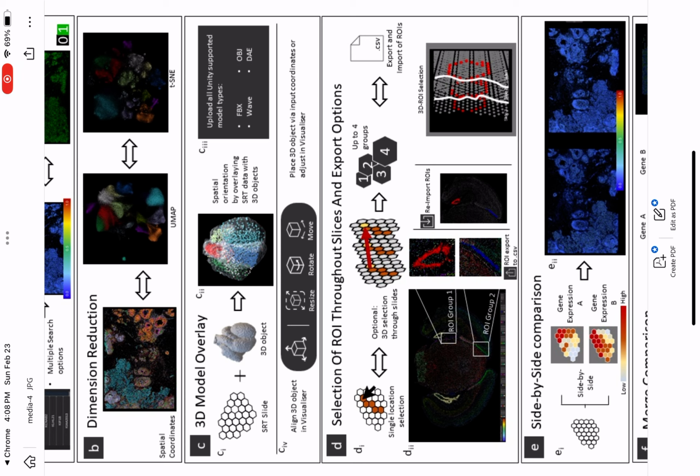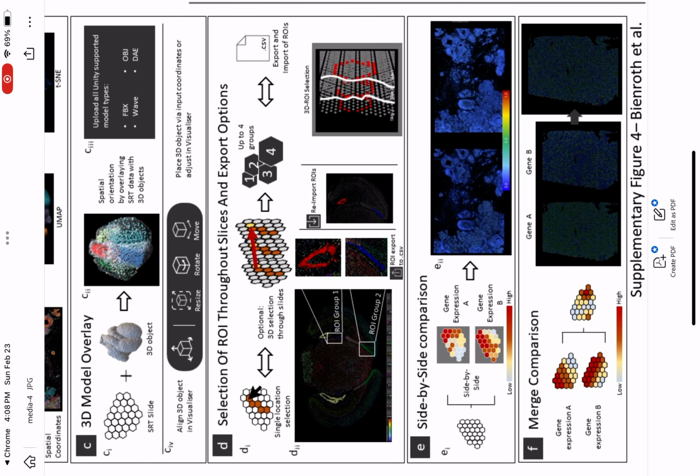The Visualizer's side-by-side comparison feature allows visualization of two different gene expression profiles on adjacent slides or the same tissue section, enabling precise ROI delineation and ensuring identical analysis areas across slides. This feature can be toggled off to merge the expressions of both genes into a normalized, vector-based difference calculation at each location, highlighting significant expression differences between the two gene profiles. Supplementary Figure 4ef. Facilitating analysis of multi-slice Visium datasets.